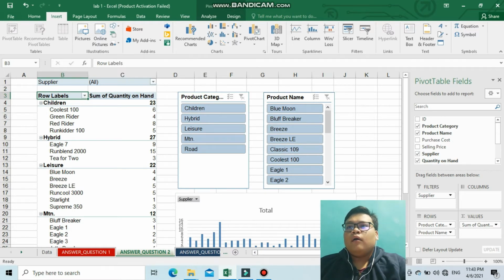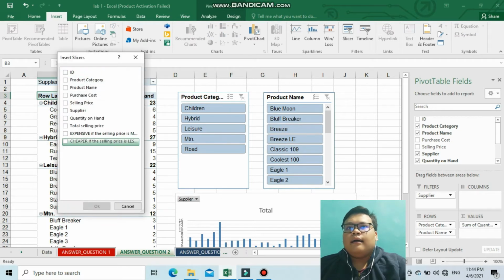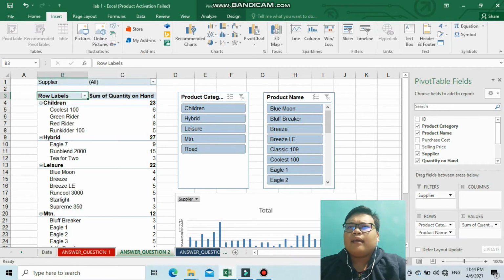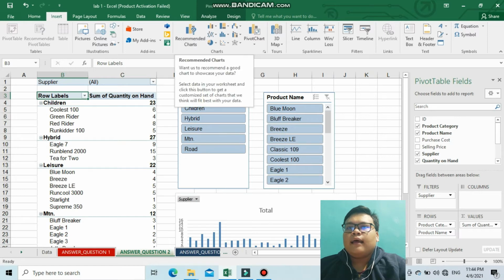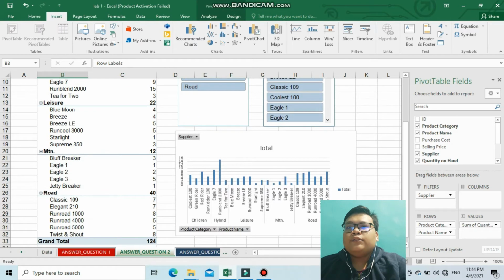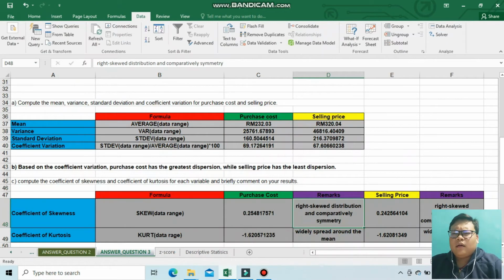And then we click on insert, slicer, and tick on product category and product name. And last step, we click on insert again and click on recommended chart, and then we choose chart and insert the chart.